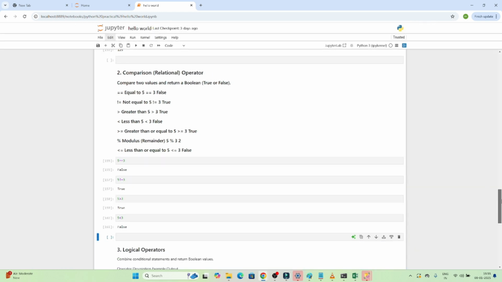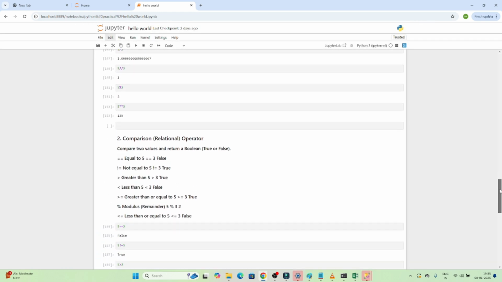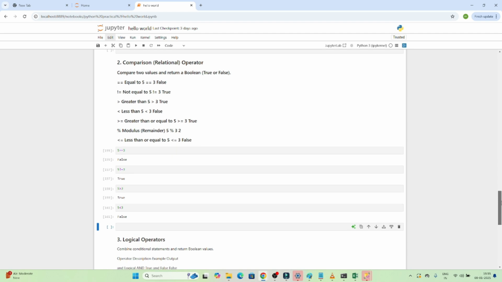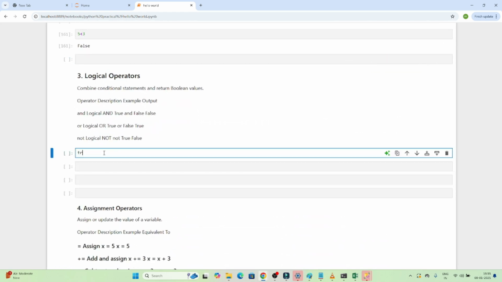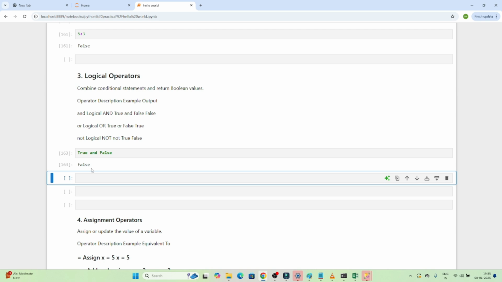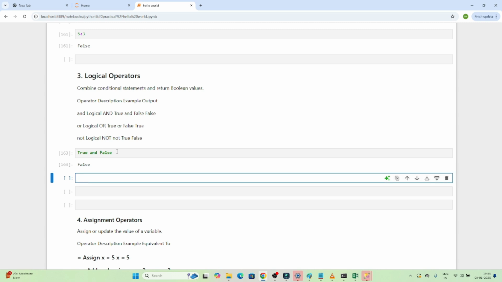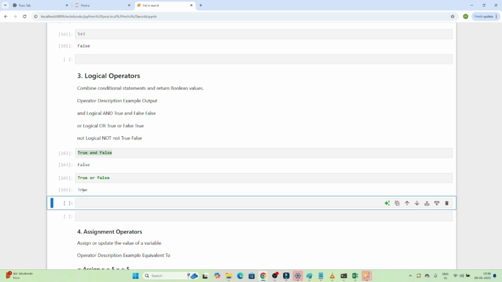These are very simple, but you should know these symbols and these operators that are available which we can use. This will improve your productivity. Now after that we have the logical operator. Suppose I am writing true and false, if I execute, you can see we are getting false. Like that we have multiple logical operators, like you can use and, you can use the or condition. Similarly, if I write true or false, either true or false, it will be true. So like that the logical operators are there.